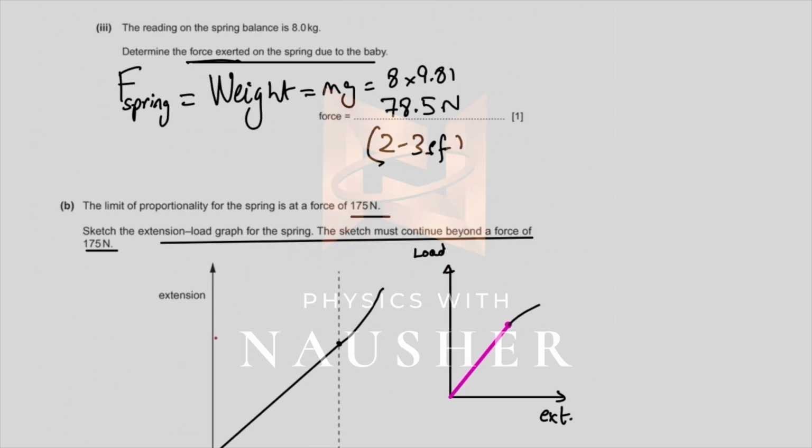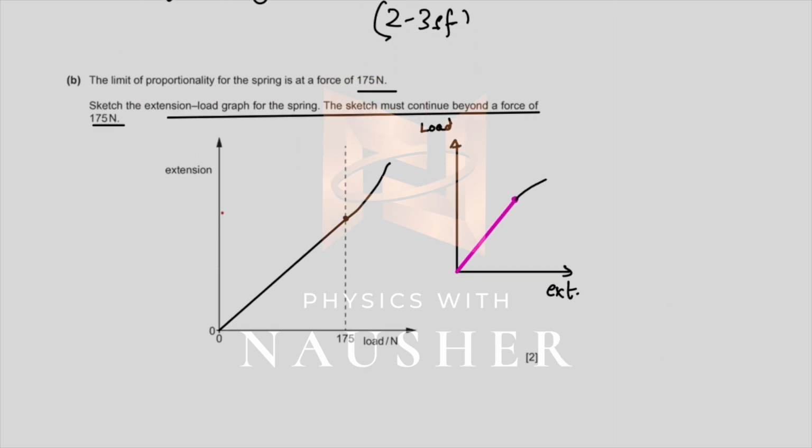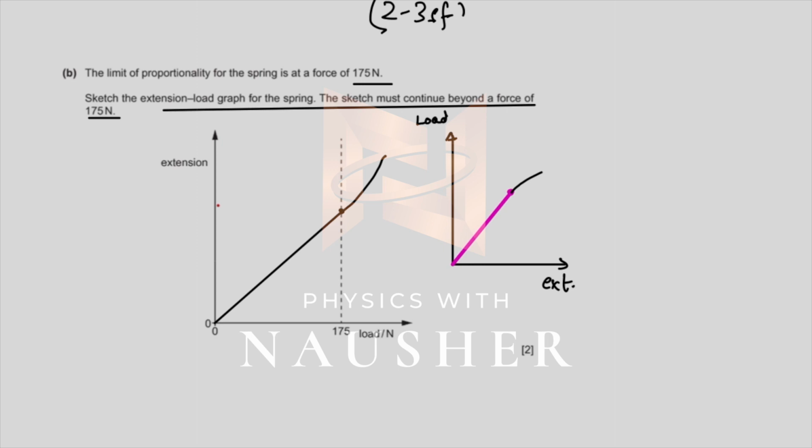Next, the reading on the spring balance is 8 kgs. What is the force in the spring? Force is equal to weight. Weight is mg. So 8 into 9.81. Please remember, from now on the value of acceleration due to gravity is 9.81. It's not 10. So all of your answers are given to 2 to 3 SF. So you could write 79 or 78.5 newtons. Both answers are correct.